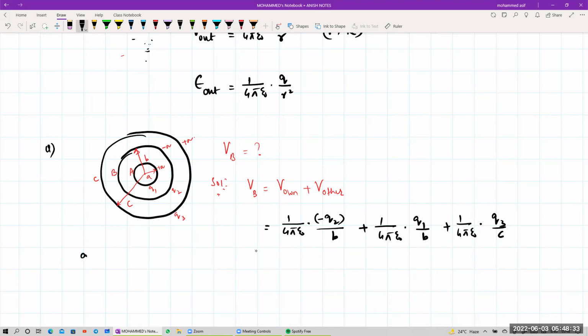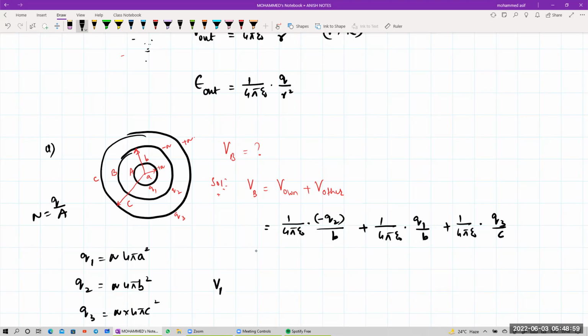So what will Q1 be? Tell me. Okay, Q1 is equal to sigma into 4 pi into a square, isn't it? Sigma formula: surface charge density is equal to charge by area. So Q1 is equal to sigma into area of the sphere, 4 pi a square. Similarly Q2 is equal to how much for me beta, sigma into 4 pi b square. Similarly Q3 is equal to sigma into 4 pi c square.